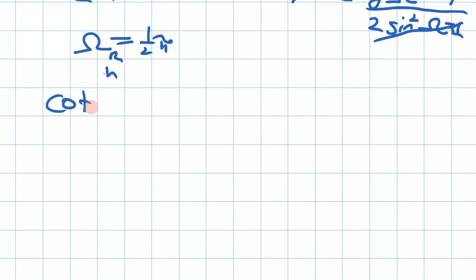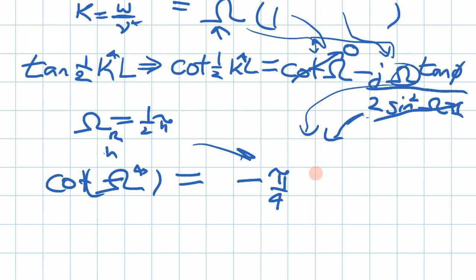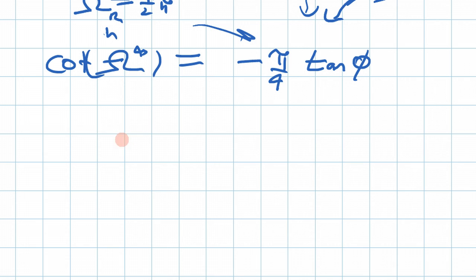Therefore, the cotangent of omega star is going to be equal to negative pi over 4. Remember, this is this pi coming in here, and this 2 coming in there too, so that makes it pi over 4 tangent phi prime, or whatever. You don't have to do that. I don't know if I explained that, but okay. So let's go back to our original solution.